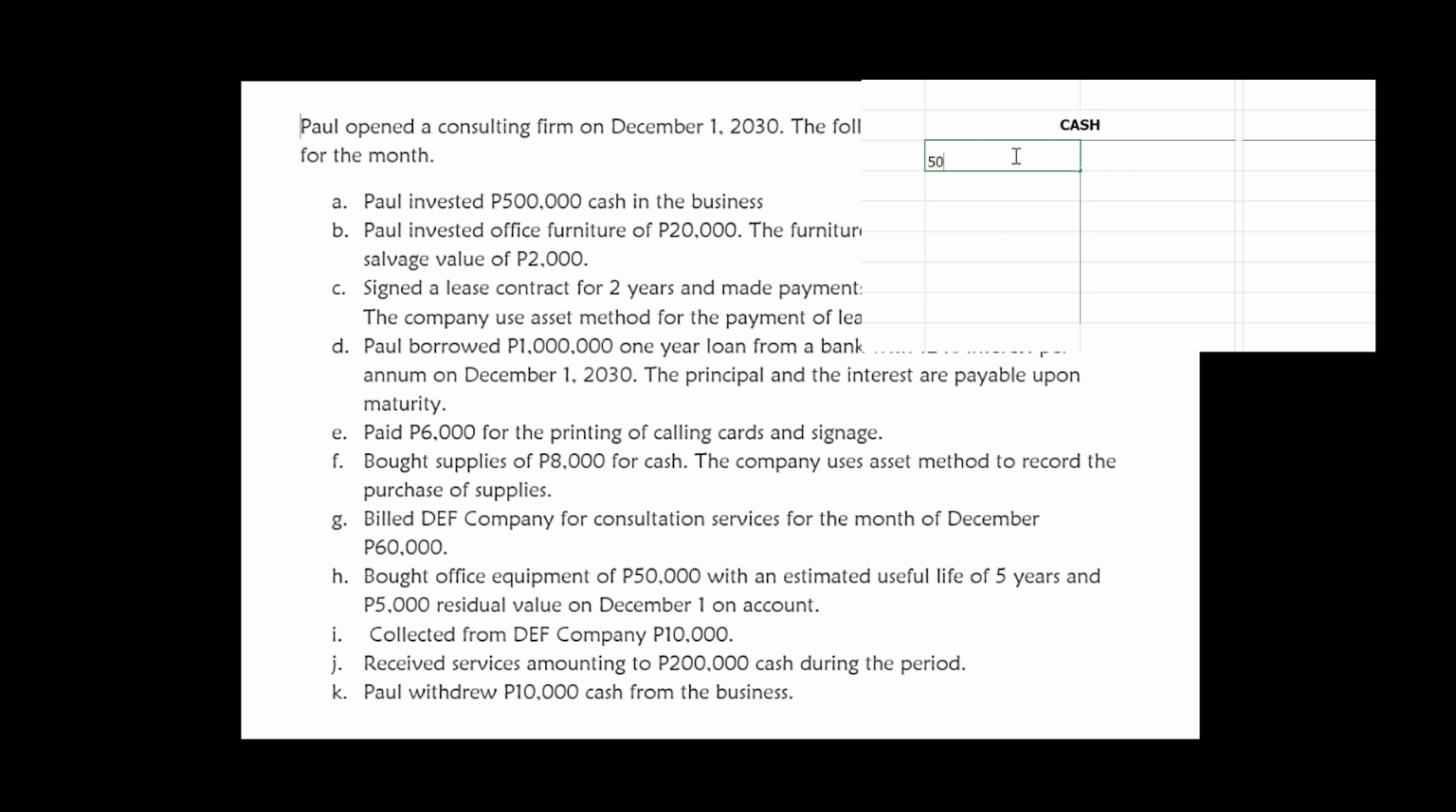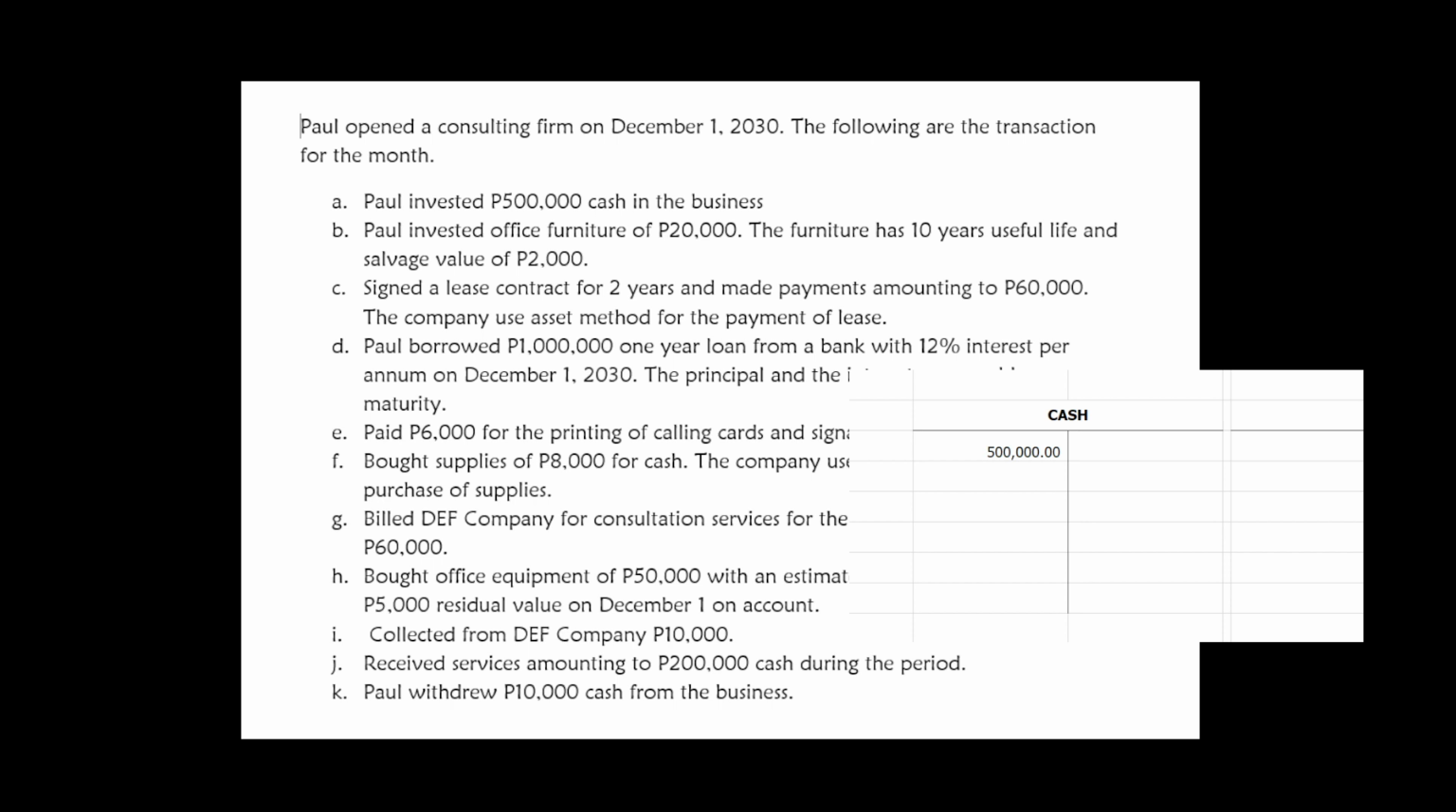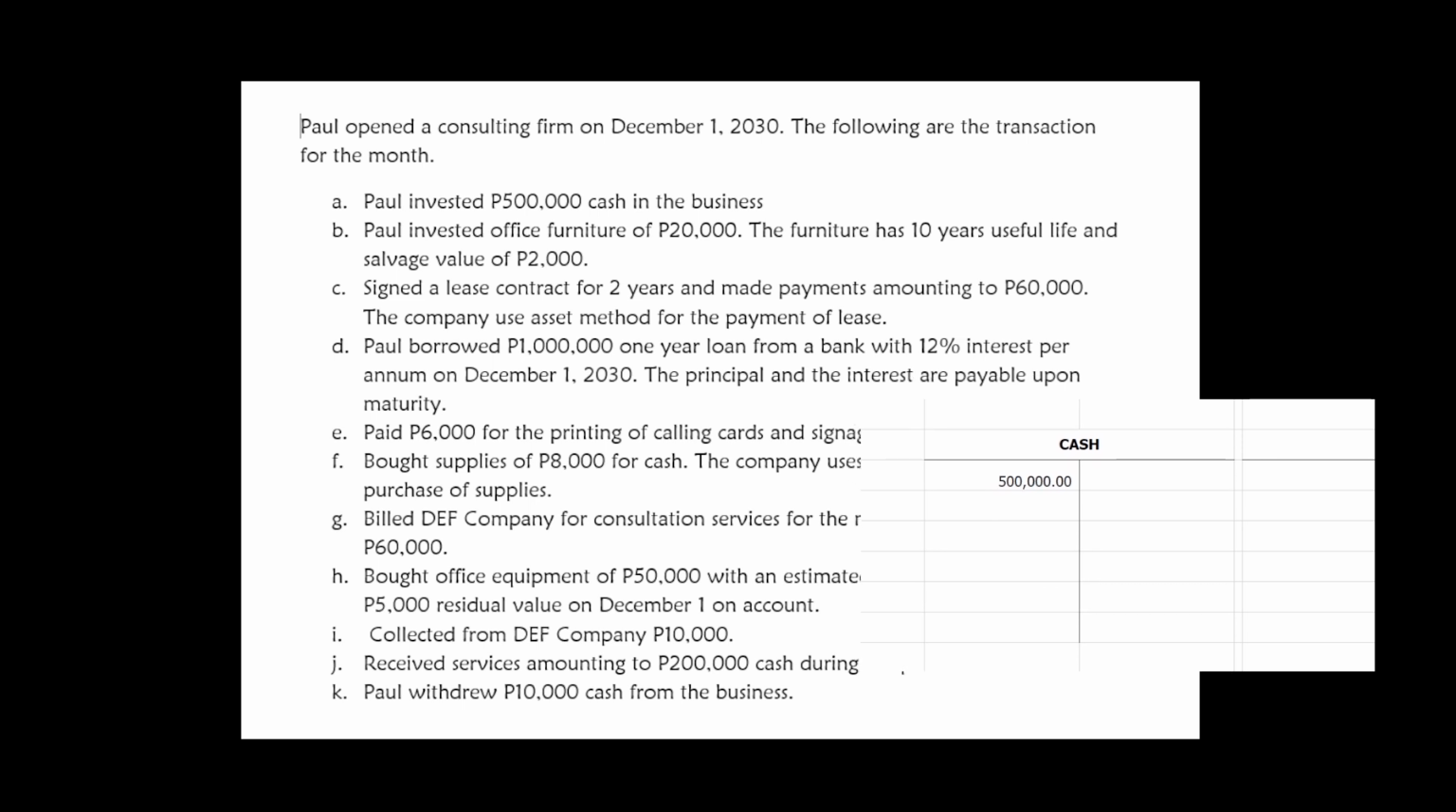So, gawa tayo ng T account for cash. Yan, 500,000. And then, next is office furniture naman to. So, walang cash involved dito. Next, we have signed a lease contract. So, etong lease contract na sinasabi dito, rent expense ito. So, and made payment. So, ibig sabihin, nagbayad ng cash amounting to 60,000. So, meron tayong credit of 60,000.